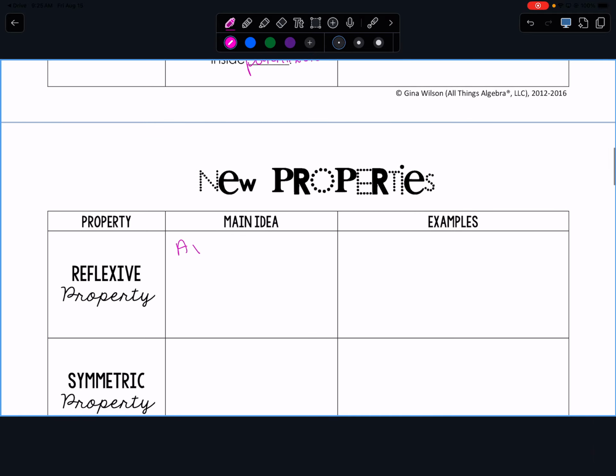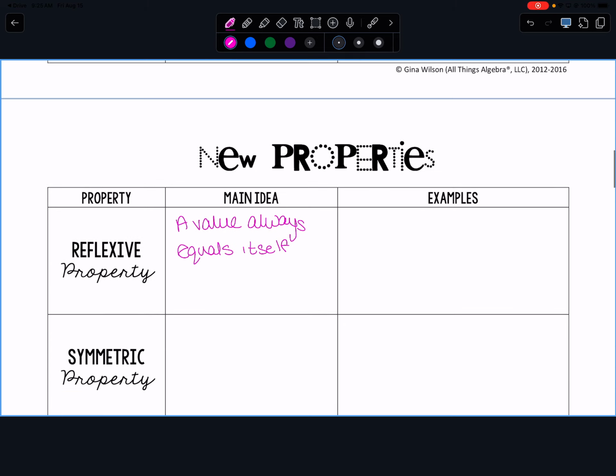A value always equals itself. Like, that's the boring property. So A is equal to A, 16 is equal to 16. I mean, that's obvious, but it's called the reflexive property. We use it in geometry.